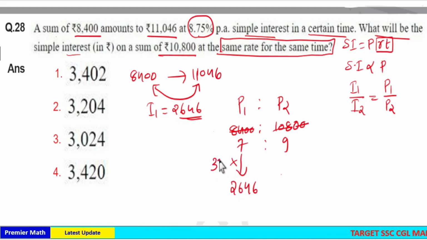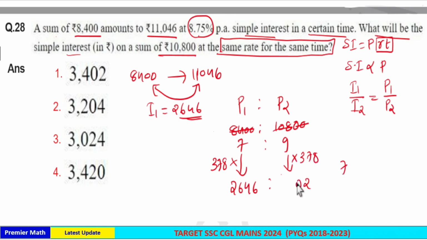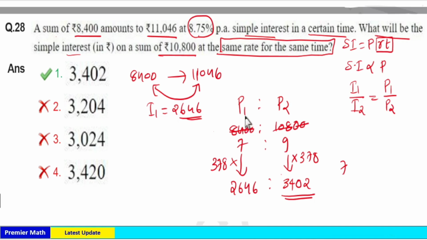7 3s are 21. Remaining 5, bring down 4, 54. 7 7s are 49. Remaining 56. 7 8s are 56. So 1 part is 378, which means 9 parts is the interest earned on the second sum. 9 into 378 is 3402. So 3402 is the interest earned on the second sum. Interest earned on the first sum is directly proportional to the first principal, and interest earned on the second sum is directly proportional to the second principal.